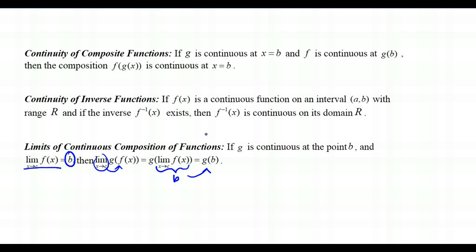So as long as g was a continuous function, and the limit of f of x equals b, then we can pull the limit into the composition. So again, in the title, the limits of continuous composition of functions holds to be true. So now we have all of these properties that apply to the continuity of particular functions, so let's see how we would use them.